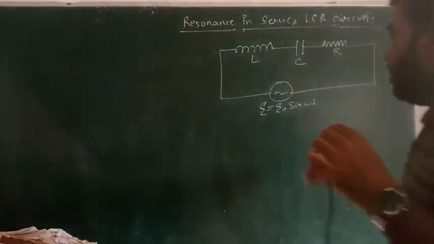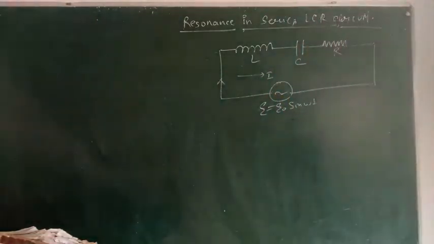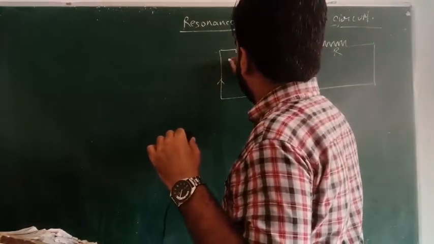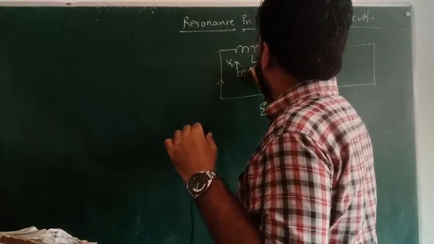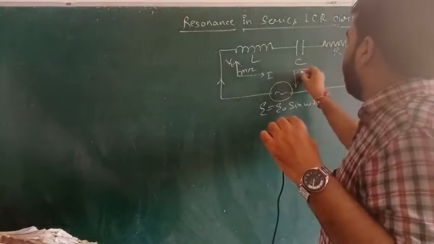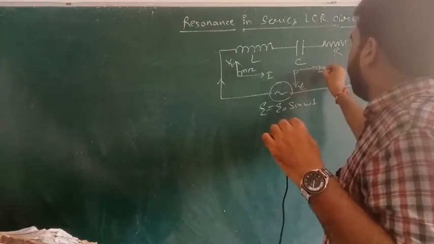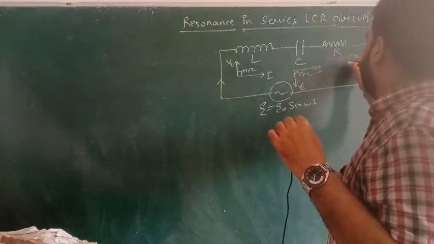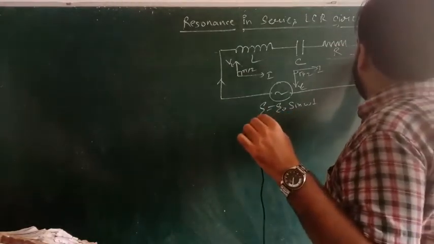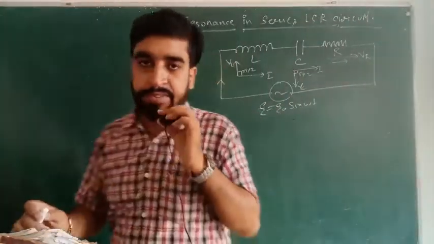For the inductor, suppose a constant current I is coming. In the inductor, the voltage is leading the current, so this is going to be the voltage VL, by a phase of pi by 2. In the capacitor, the voltage is lagging behind the current by a phase difference of pi by 2. And in the resistor, both are in the same direction, so this is VR and this is the current in the same phase. You are already familiar with this condition.